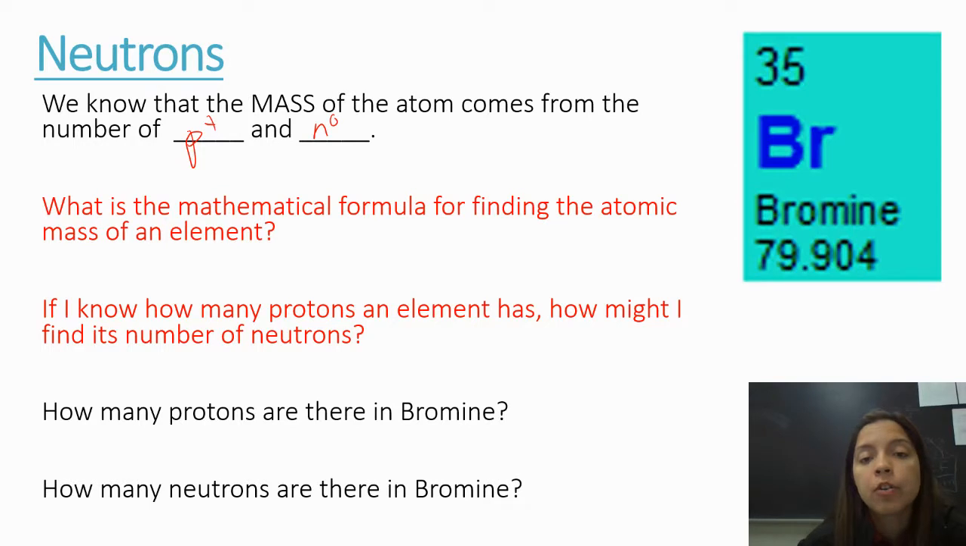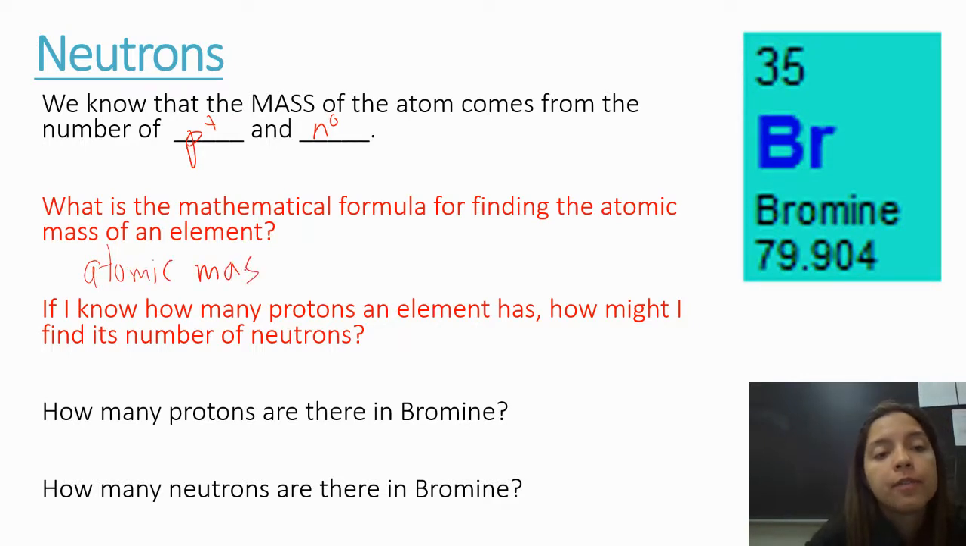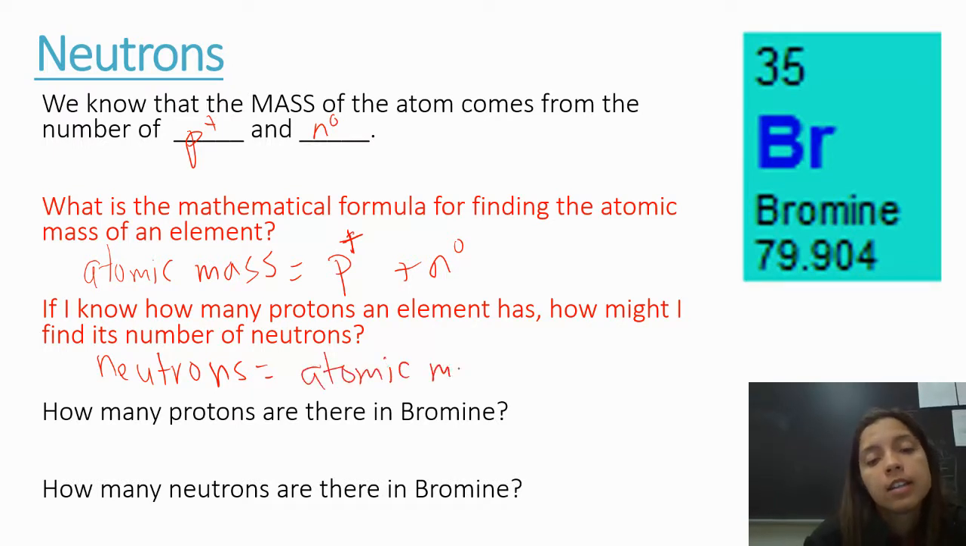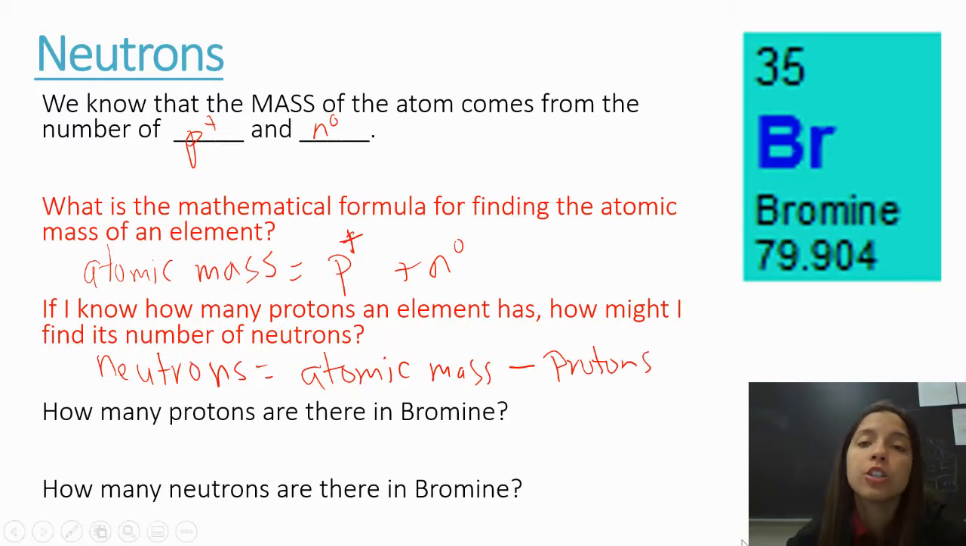What is the mathematical formula for finding the atomic mass of an element? Well, we said that atomic mass equals protons plus the neutrons. If you want to find the neutrons, with that same equation, you have to move the unknown variable. You're going to do atomic mass minus the protons.